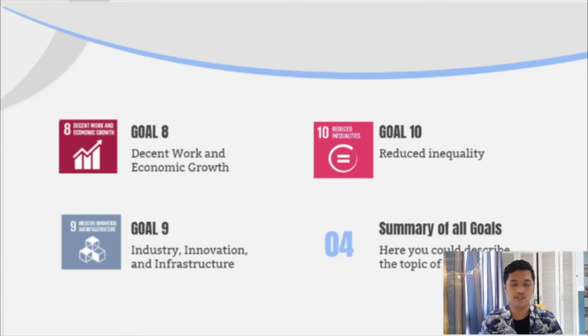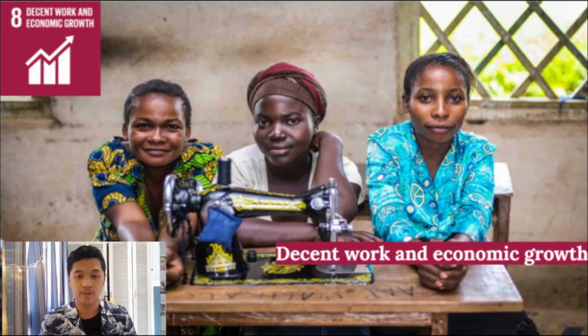The first goal is goal 8, which is about decent work and economic growth. And then goal 9 is industry, innovation, and infrastructure. And the next goal is goal 10, which is reduce inequality. And after we discuss all of that, we're gonna summarize it and explain it to you. So now we are discussing goal 8, which is about decent work and economic growth.